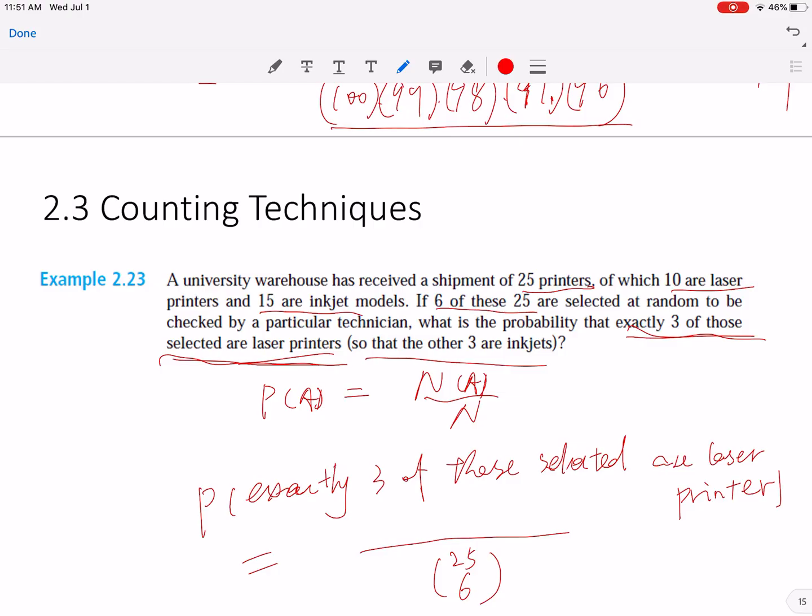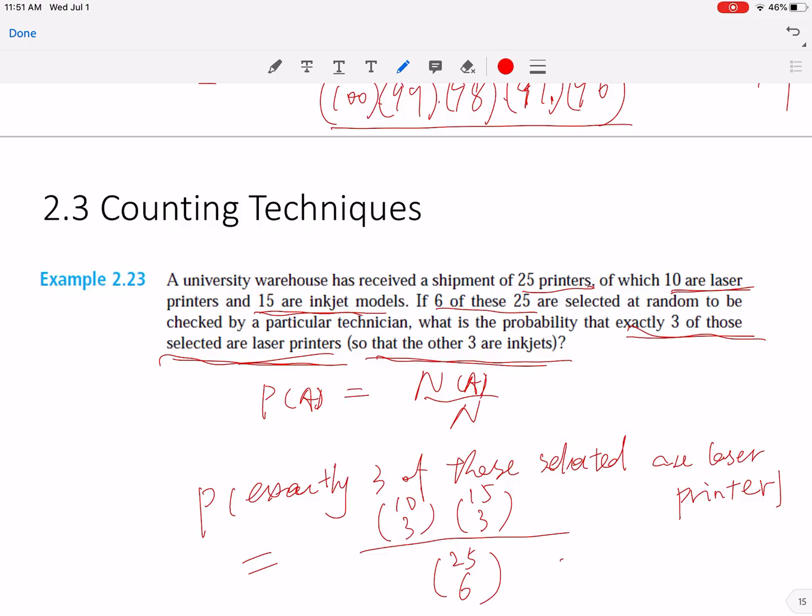So which means we have 10 choose 3. That's for the combinations of the laser printers, because we have 10 laser printers in total and we want to select 3 out of 10. And then for the inkjets, we have 15 inkjet models, and we want to choose 3 out of 15 as well. So it's going to be 15 choose 3.